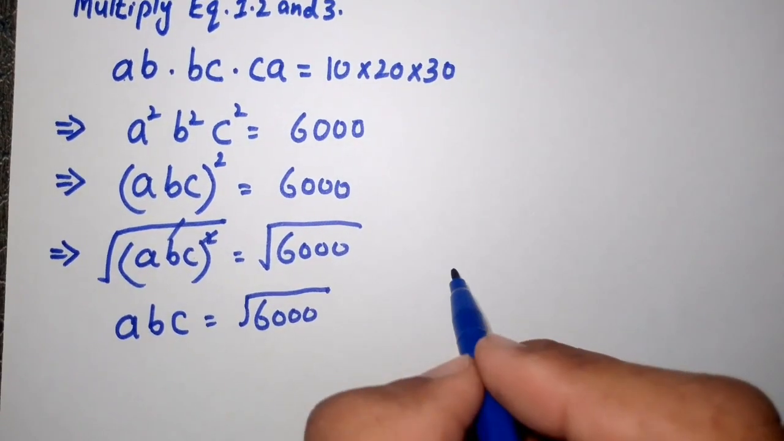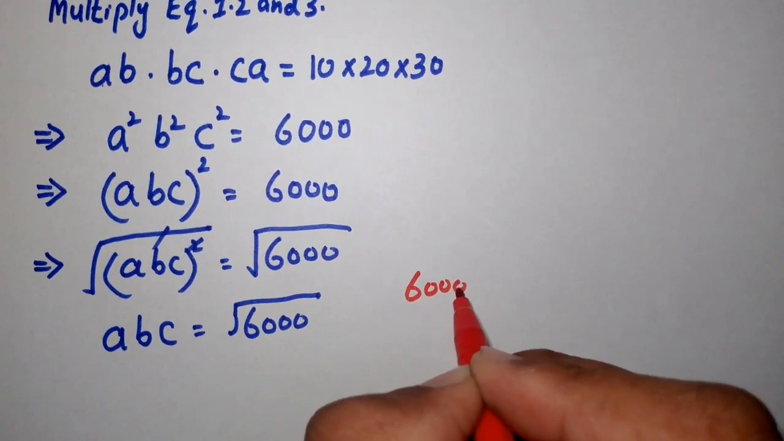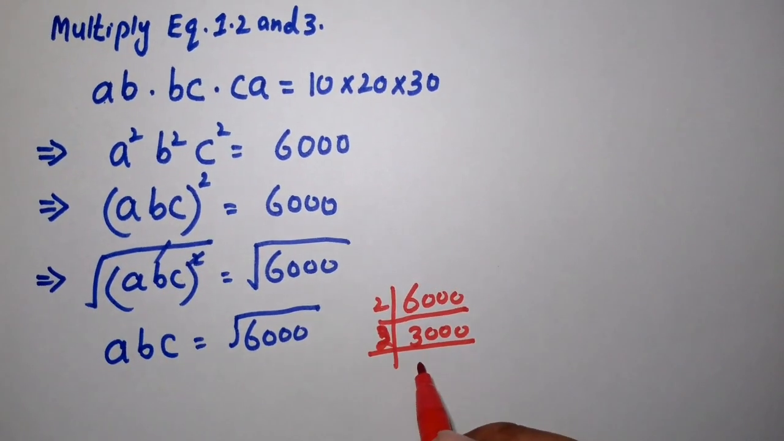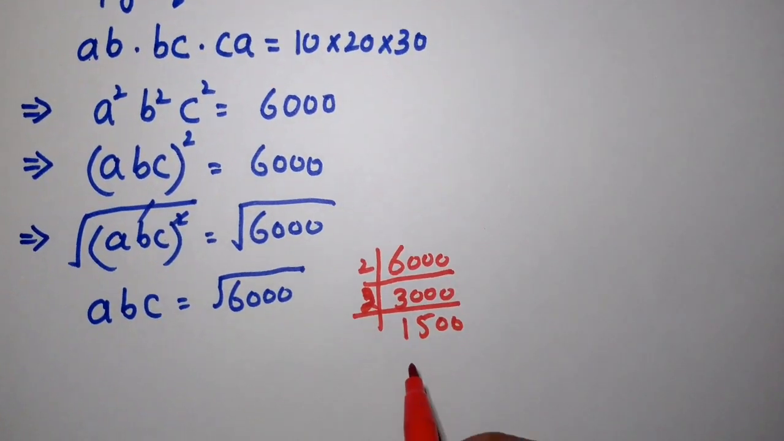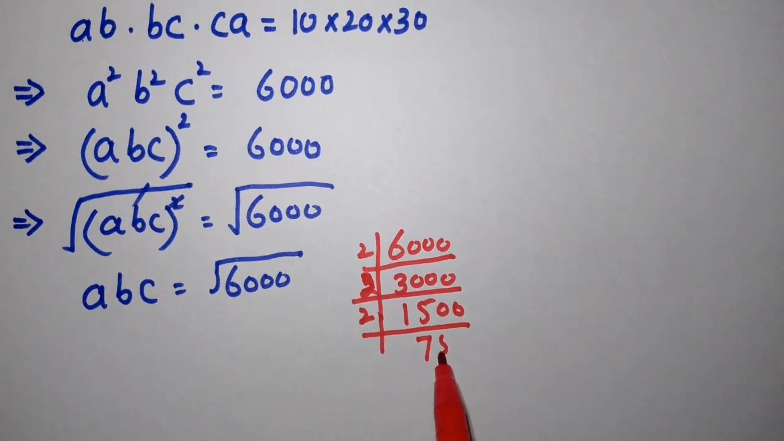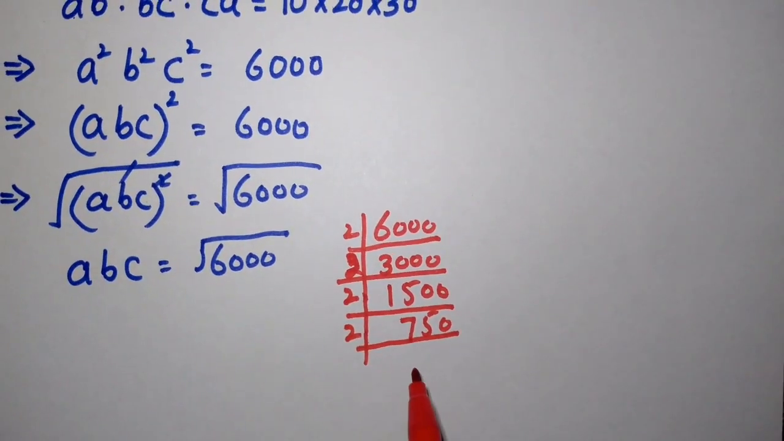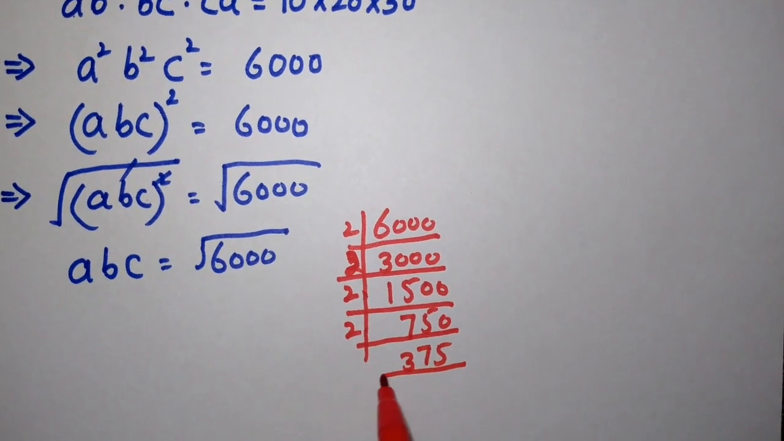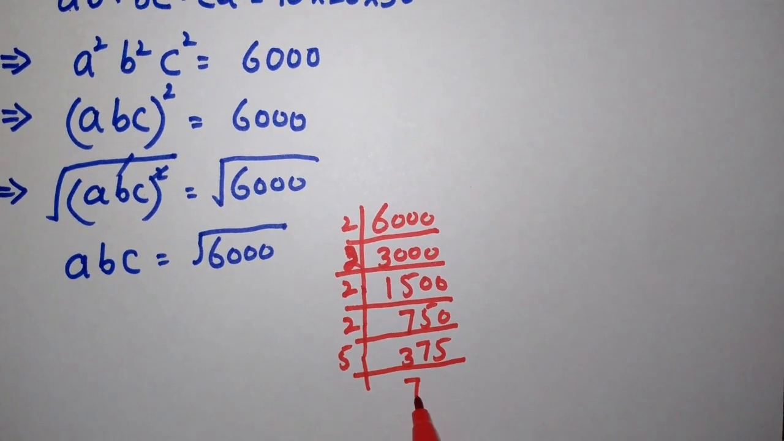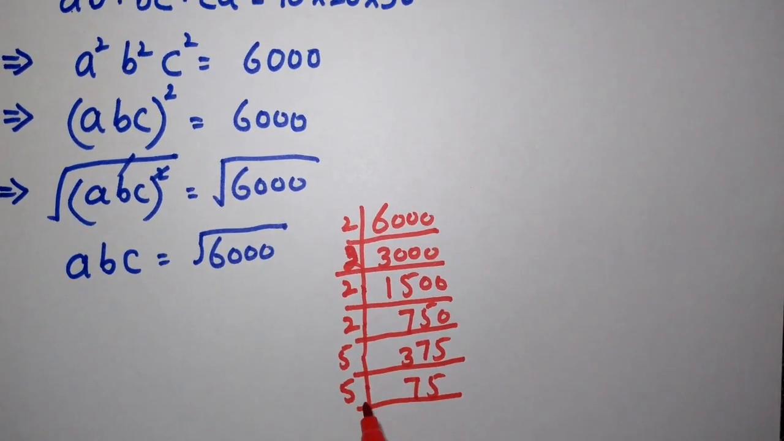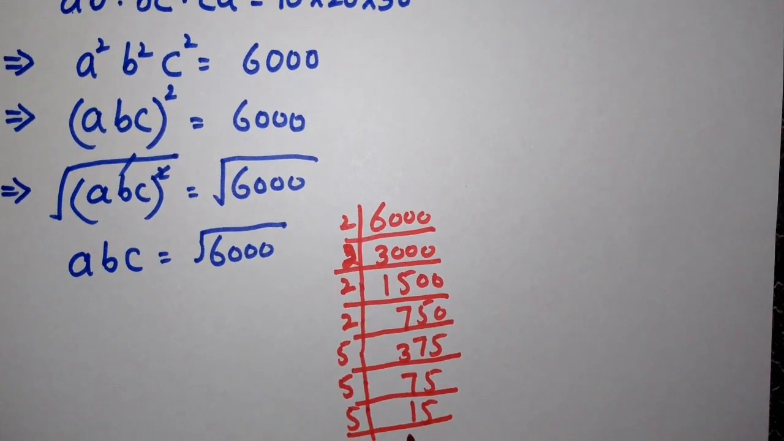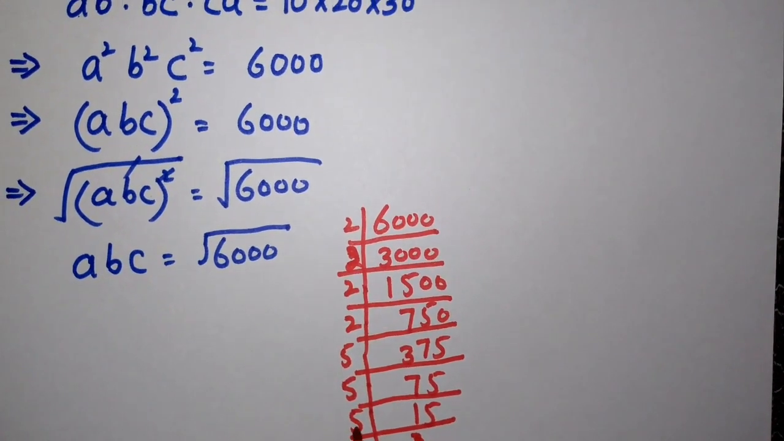Now we know that 6000 divided by 2 will become 3000. 3000 divided by 2 will become 1500. 1500 divided by 2 will become 750. 750 divided by 2 will become 375. 375 divided by 5 will become 75. 75 divided by 5 will become 15. 15 divided by 5, 3 5s are 15.